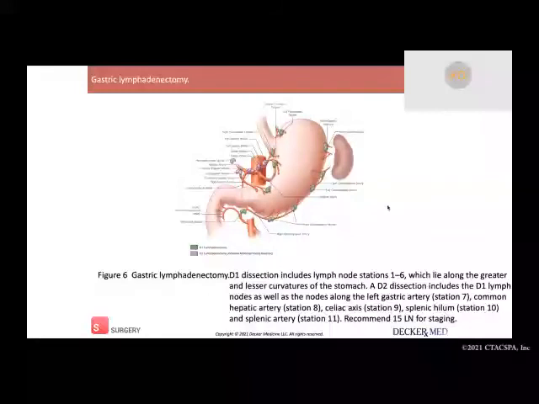Again, lots and lots of papers comparing D1 to D2, various amounts of training. But it's important to make sure that you have it for staging. If they ask you a question, you need 15 lymph nodes for your staging. Oh, 16 now? Okay. See, I'm getting old already. And that's in order to really be able to say that someone has negative lymph nodes.